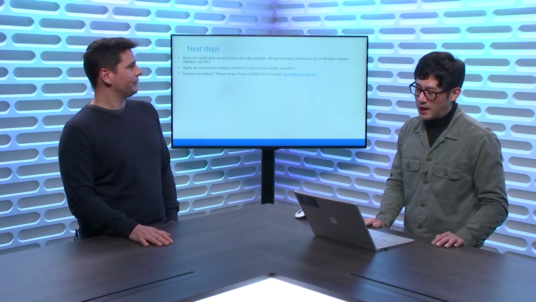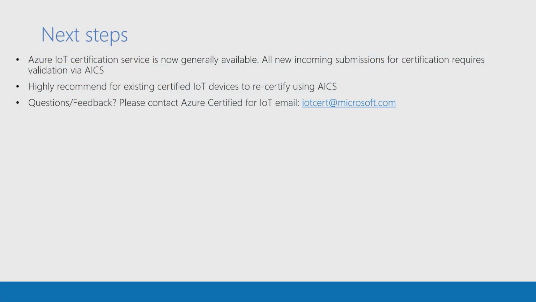So next step. AICS was already publicly announced back in December last year. All of the incoming certifications need to go through AICS, except Azure IoT Edge. Azure IoT Edge still requires some manual processes, which we are working toward automating in the future.